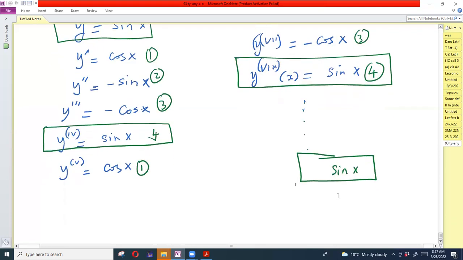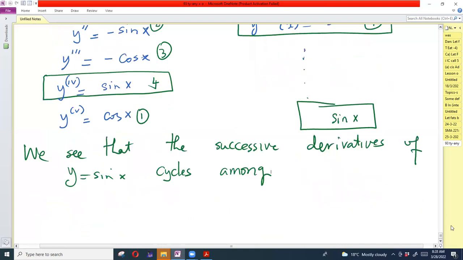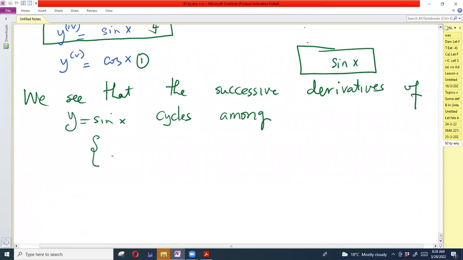So we say that the successive derivatives of y equals sine x cycle among cosine of x, negative sine of x, negative cos of x, and then sine of x repeats itself in that order.